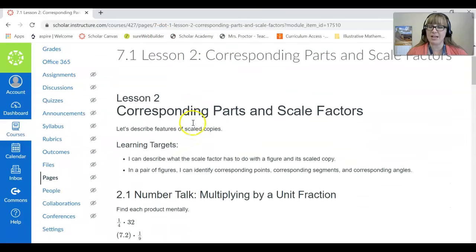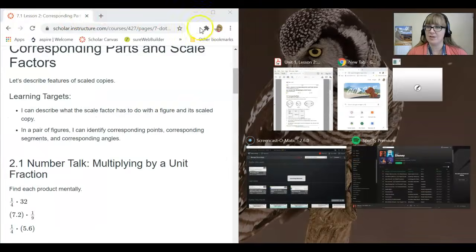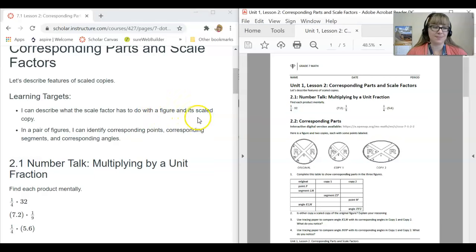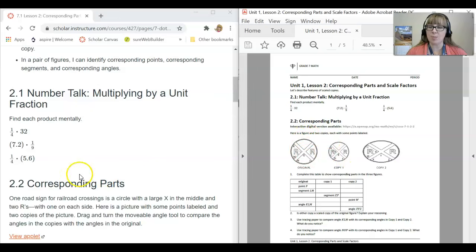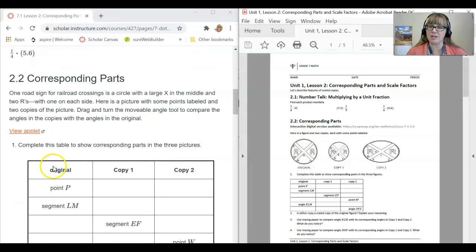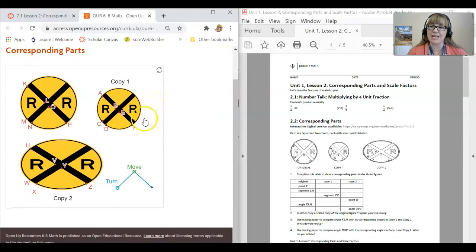In Canvas, here's the lesson, and here's the actual PDF. There we go. What you can see is that they are very similar. It starts by telling you that we're doing a number talk, and you can see the number talk. You can see corresponding parts, but this is where it starts to get a little bit different. Here on the PDF, we have these images, and you don't see the images here on Canvas. However, you do see this option in Canvas, and it says View Applet. When I click on the View Applet, it pulls up those same images.